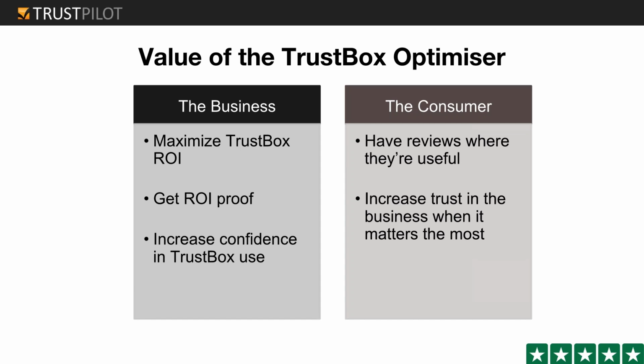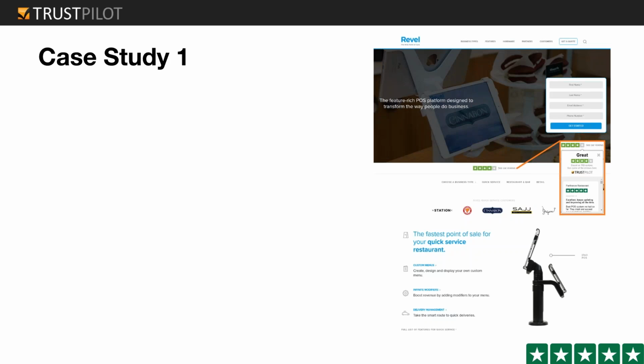And on the consumer side of things, obviously it's important that consumers come across review content when it actually matters to them. So it's all well and good, deciding to put a trust box on a homepage, maybe on a category page somewhere. But is that the point in the buying journey where the consumer is actually going to care about review content? And that's where the optimizer can really bring some value for the consumer. So a couple of case studies to take you through here.